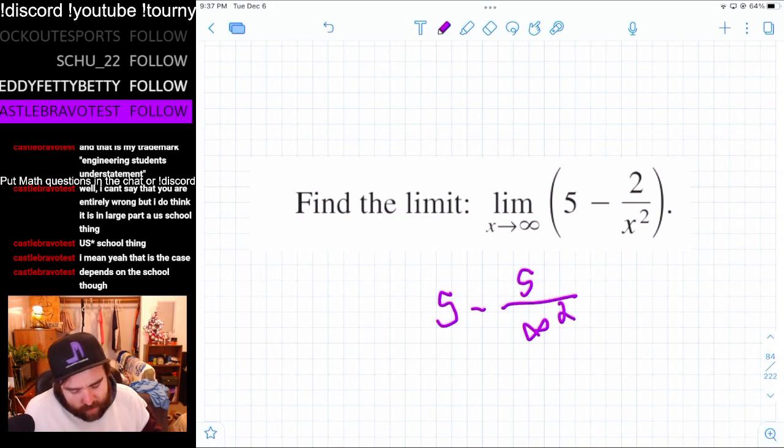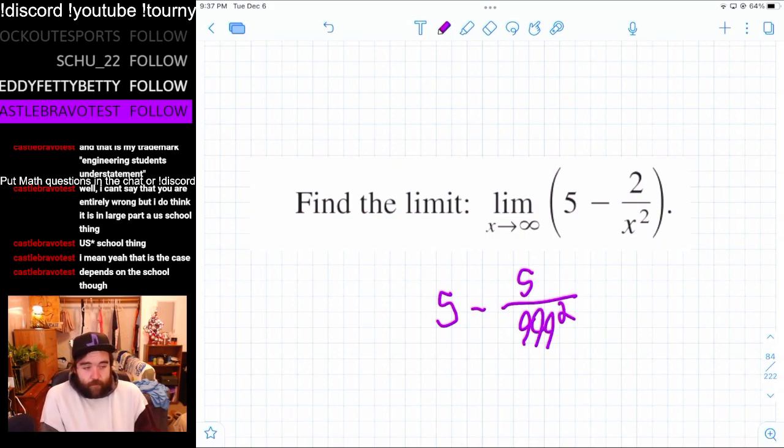Like if you plugged in a really, really big number for x, you don't even have to think about it being that big. If it was just 999, what is 5 divided by 999 squared? Or just what is a small number like 5 divided by a really, really big number? The example I always use is if you had one cookie and you were going to break it into a bunch of pieces to split it with everybody in the world, how much cookie would everybody get? Like none, right? You'd get no cookie.